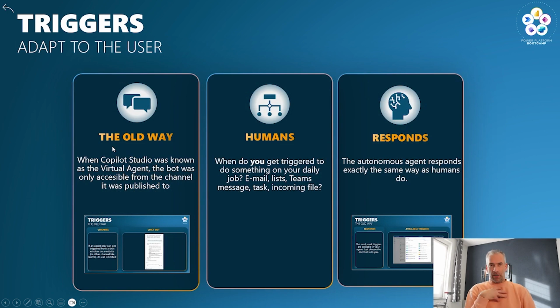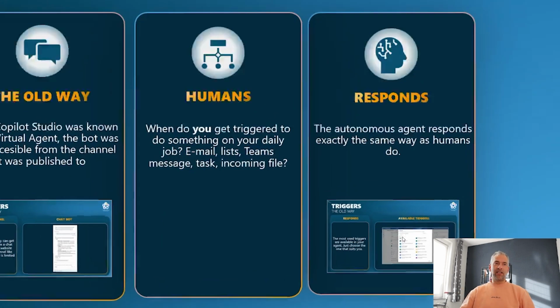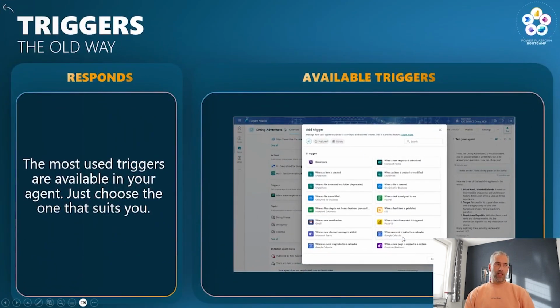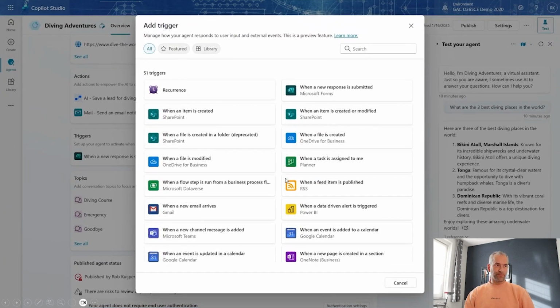But when you think about it, when do we as humans get triggered? We get triggered when we get an email, or we have a list item added in SharePoint, or we get a Teams message or task or an incoming file. Then we start doing our job. And the autonomous agent responds exactly the same way as humans do. And they have a lot of different triggers that you can use, which will wake up your autonomous agent.